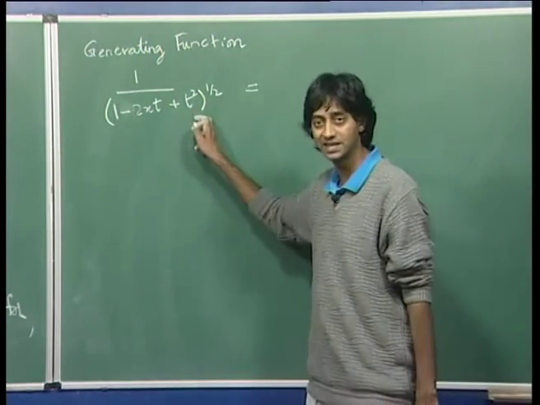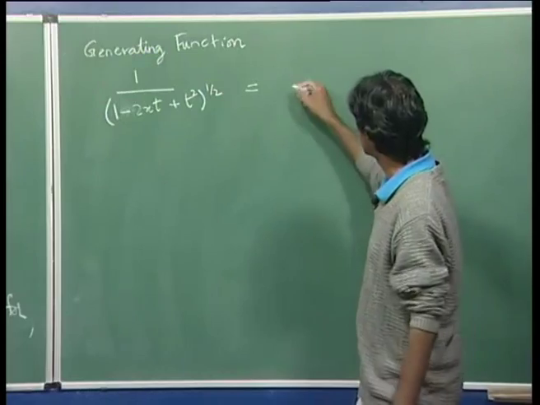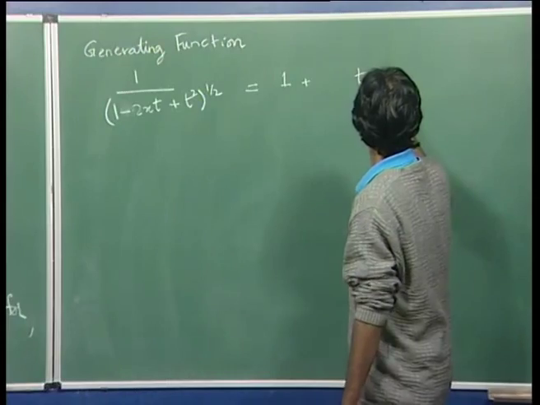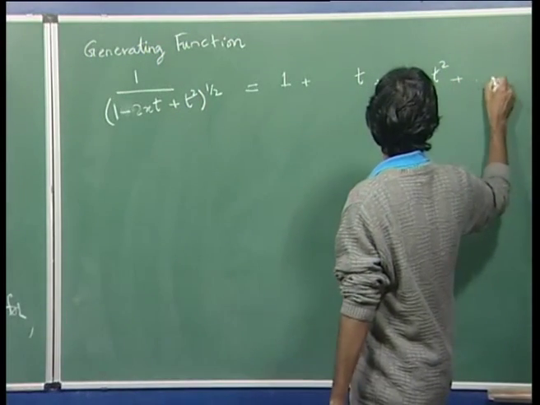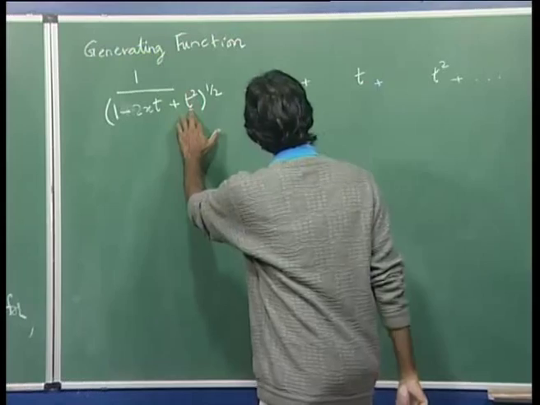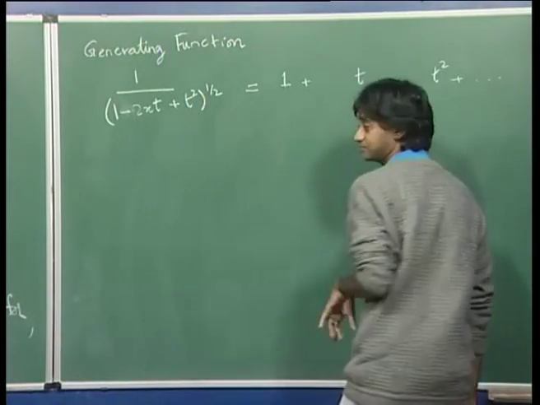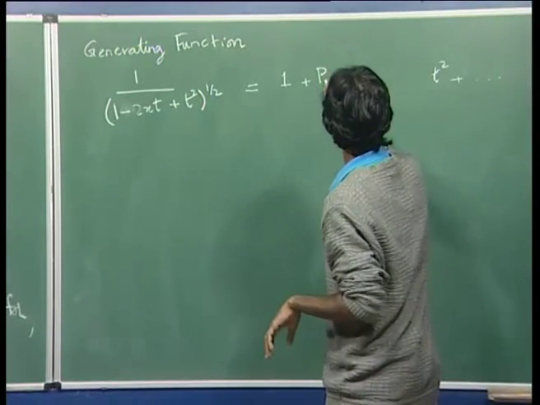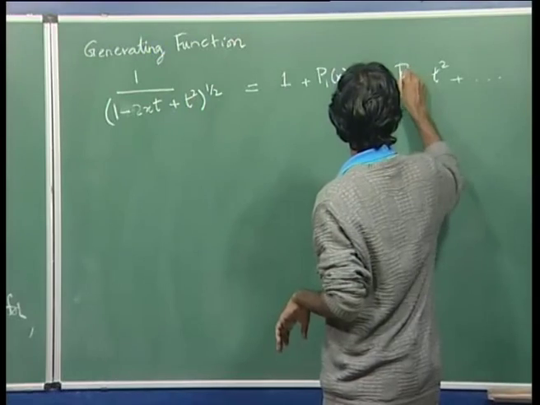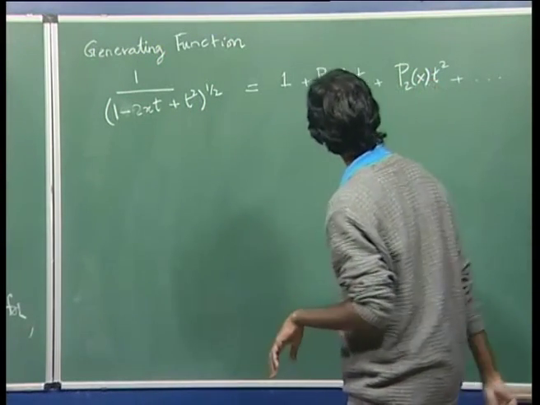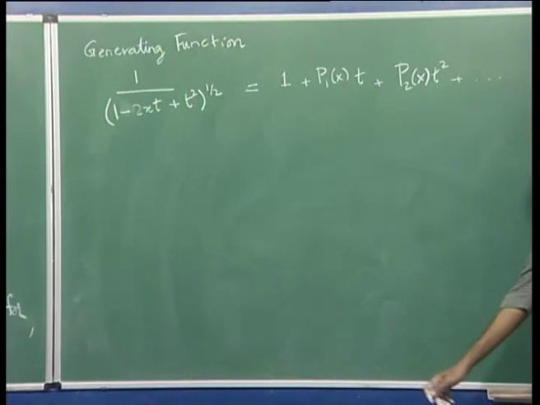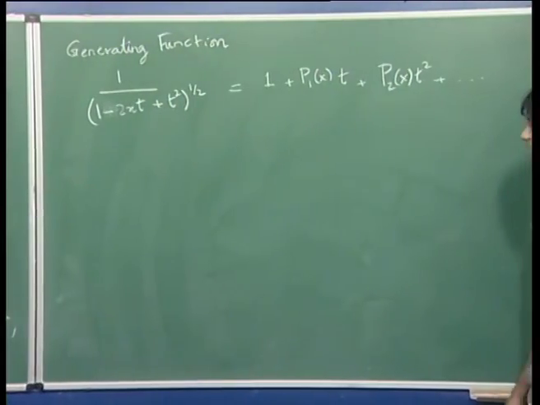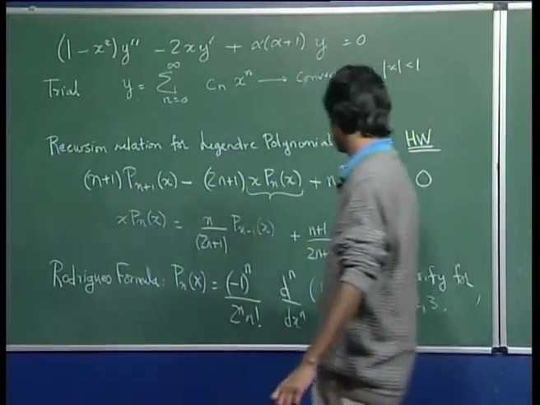So if you write this as a Taylor expansion in t, it looks like 1 plus some constant into t plus some constant into t square plus, okay. Here I am treating this as a function of t, and this constant is a function of x, and what appears will be exactly the Legendre polynomials. So if you write this as a Taylor series in t, then what appears in this Taylor series will be the Legendre polynomials, and this is a direct consequence of this Rodrigues formula.